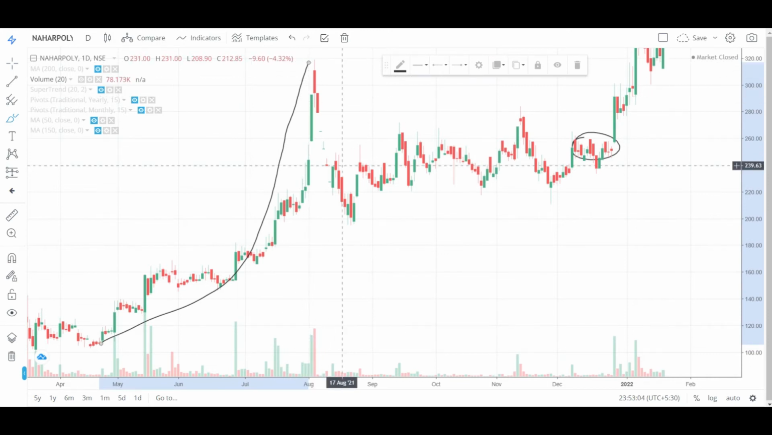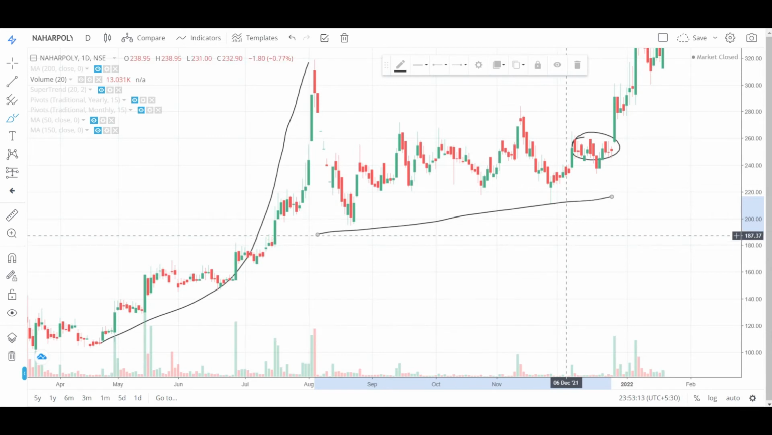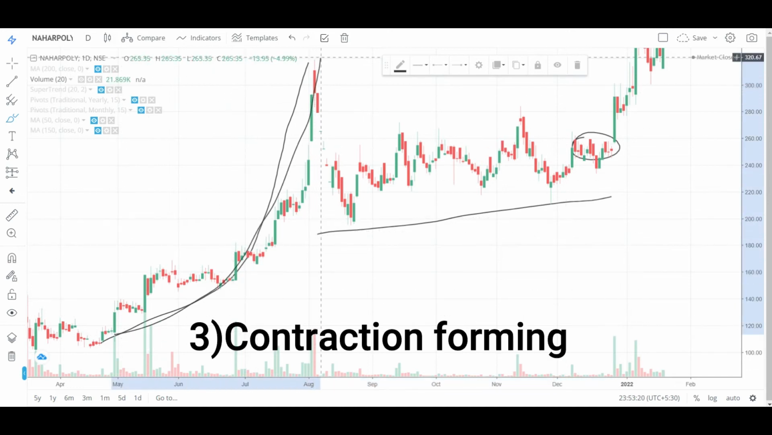After giving an up move, the stock went sideways. Okay, here you can see the stock went sideways. Now inside the sideways days there should be contraction forming. So first up move, then there is this contraction.